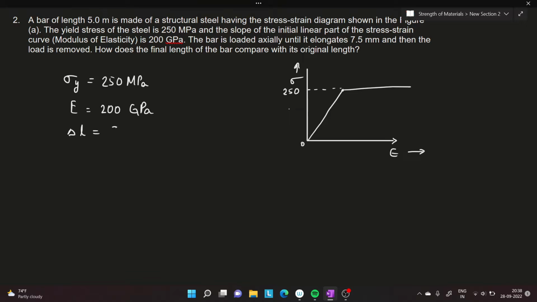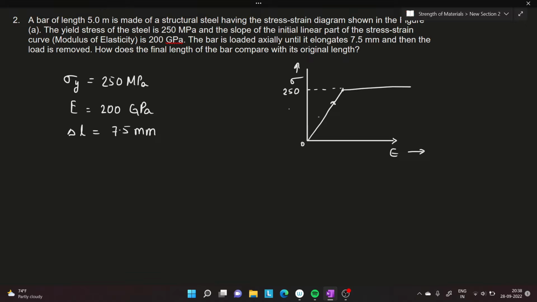The bar is loaded initially until it elongates 7.5 mm, so delta L is 7.5 millimeter, and then the load is removed. How does the final length of the bar compare with the original length? Since the bar is loaded and the load is removed, let me assume the bar is loaded beyond the elastic point to the yield point. The yield point is always greater than the elastic point, so if the material is loaded up to the yield point, it is not going to trace back to the initial length.